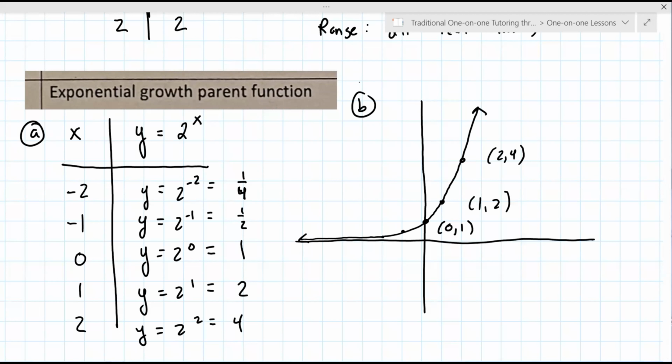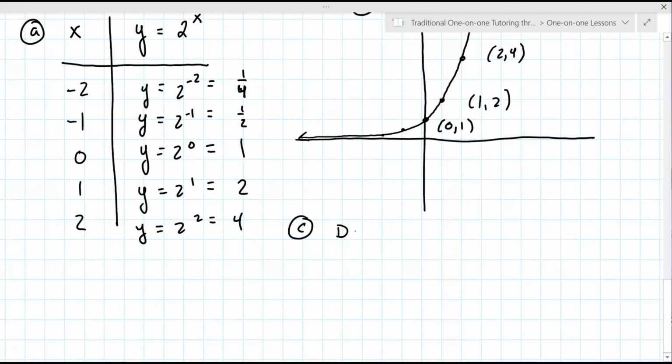Is that okay? Okay, there we go. All right, so now we're going to do part C and part D. Part C is for the domain. The domain is, again, all real numbers.